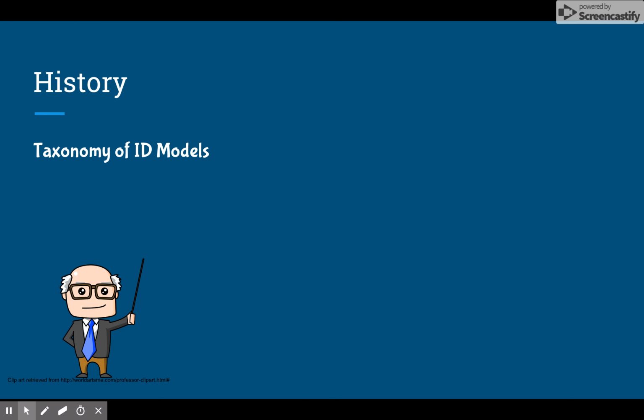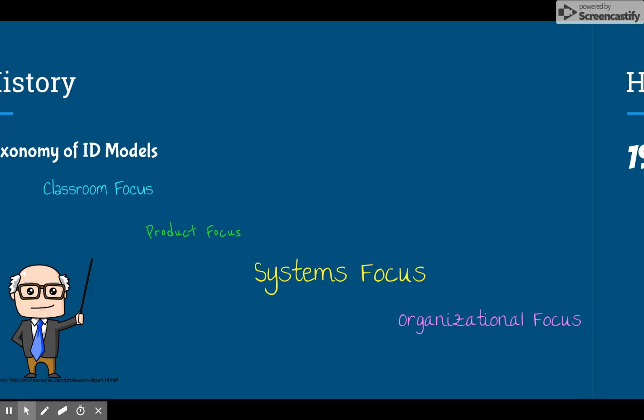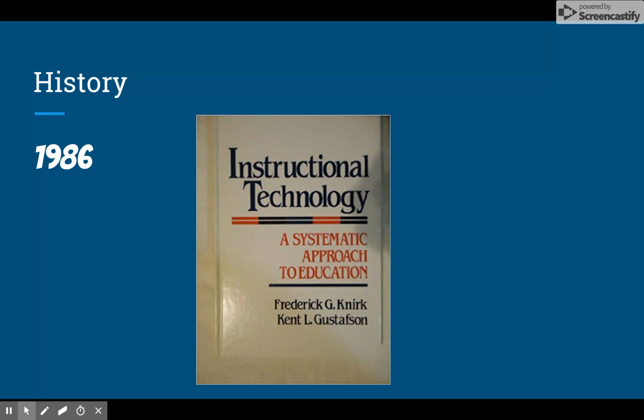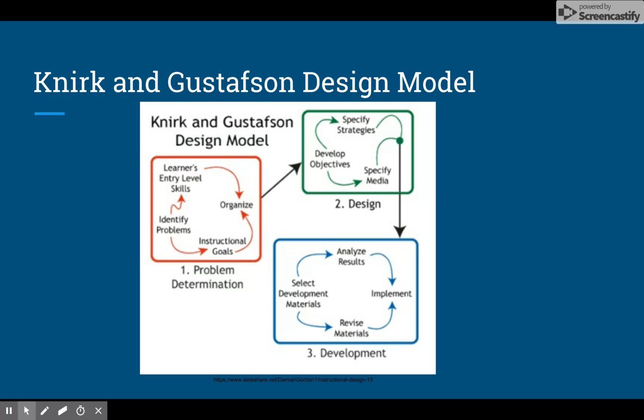In 1981, Gustafson created a taxonomy of ID models that had 4 categories. These categories were classroom focus, product focus, system focus, and organizational focus. The Knirk and Gustafson model falls under the systems focus category. In 1986, Knirk and Gustafson published a book, Instructional Technology: A Systematic Approach to Education, where their instructional design model is presented. The Knirk and Gustafson design model is a 3-stage process.